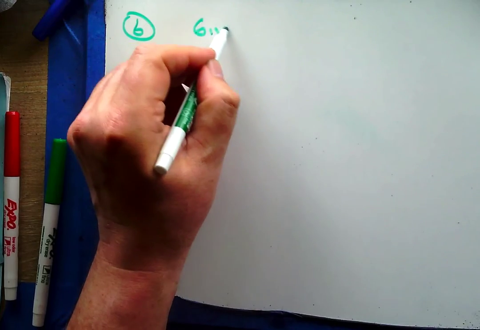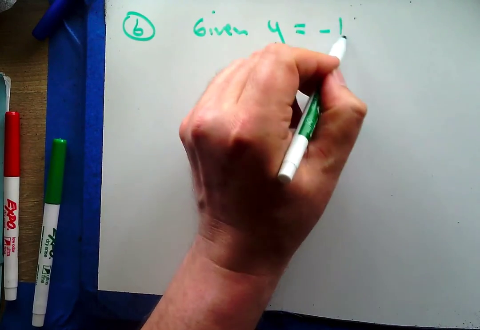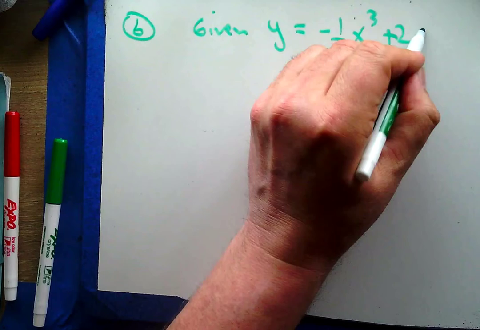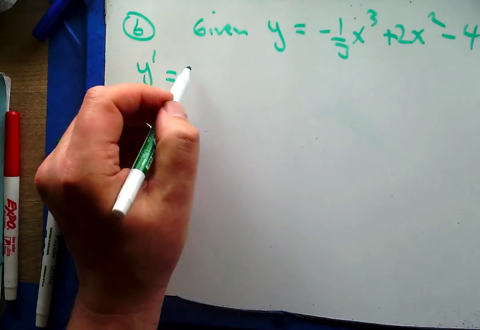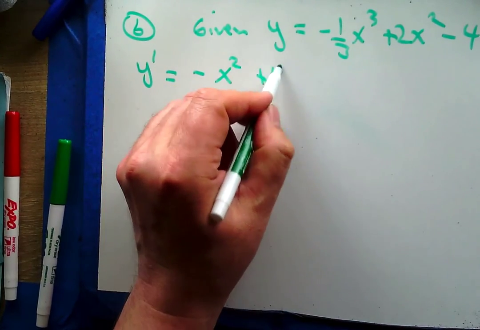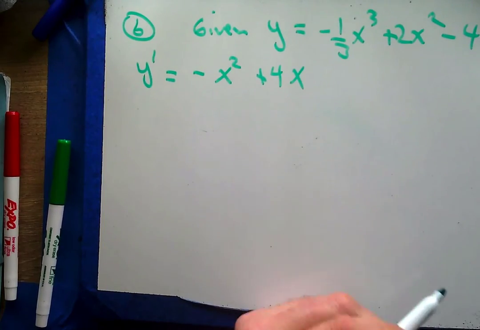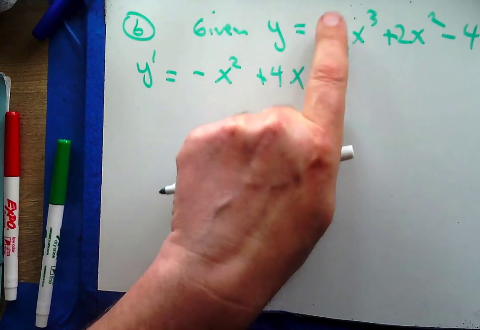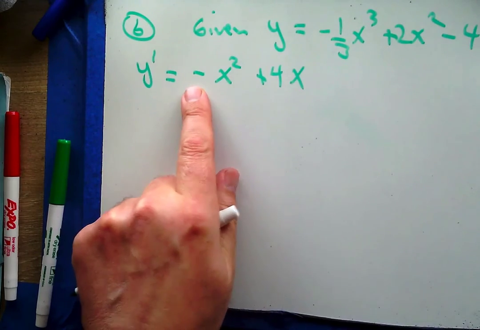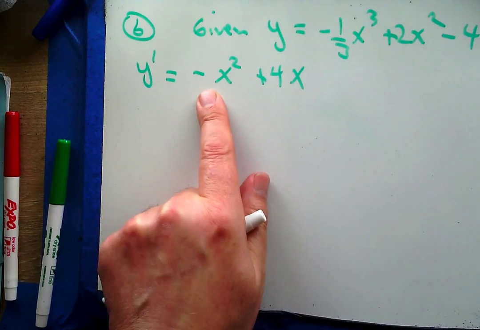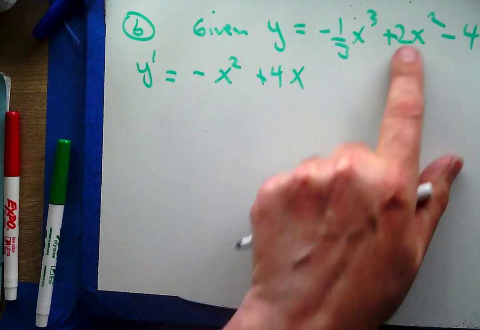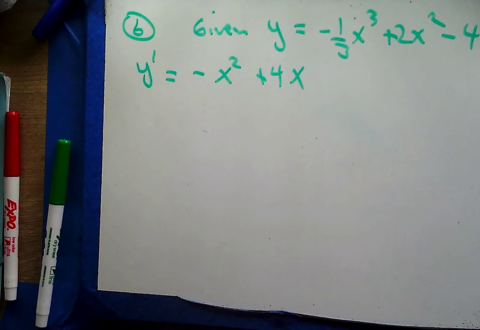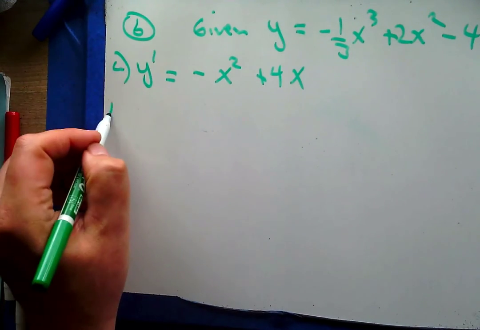Okay, number 6 says given y equals -1/3 x to the third plus 2x squared minus 4. Find the equation of the derivative. Okay, y prime equals -x squared plus 4x. And I did that by bringing down the 3. -1/3 times 3 is -1. Subtract 1 here to get x squared. The derivative here, I'll bring down the 2. 2 times 2 is 4. And subtract 1 to get x to the first. Alright, that's part A.